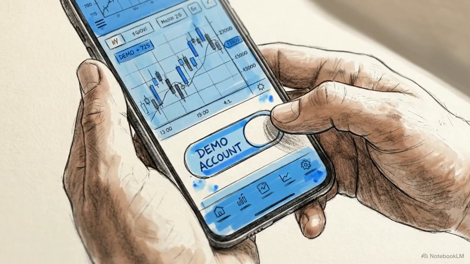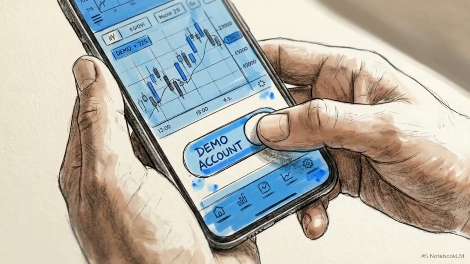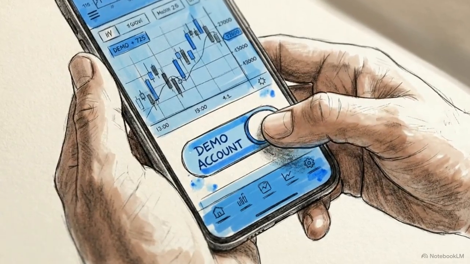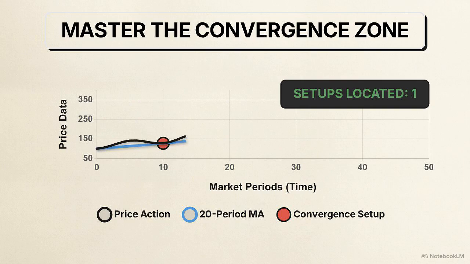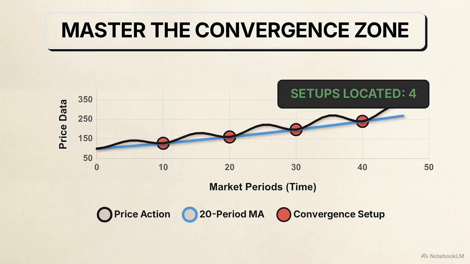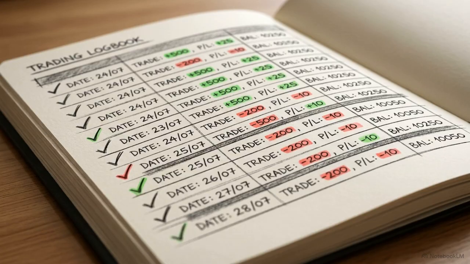Do not risk real money right away. Protect your capital by opening a demo account to test these mechanics safely. Go to your charts and visually locate this exact setup 20 times. Document each one until the pattern recognition becomes subconscious. Successful trading is not predicting the future. It is the flawless, robotic execution of proven conditions.